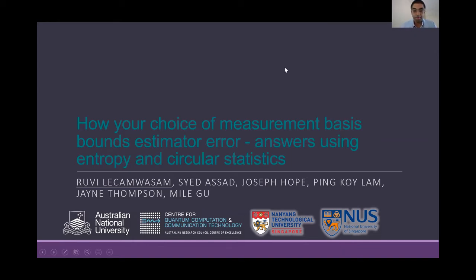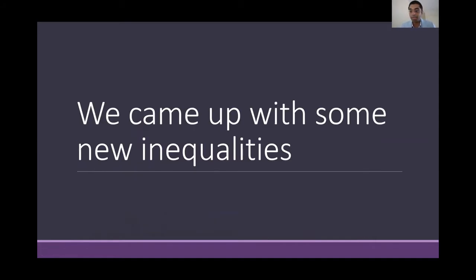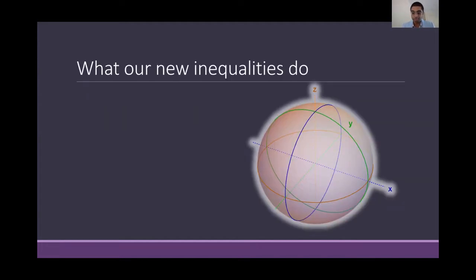So a bit more briefly. Hi everyone, I'm Ruvi. I'm a PhD student in Pinkoy Lam's group at the ANU, supervised by Pinkoy and Joe. This is some work that was done in collaboration between the ANU and Singapore. The title's a bit of a mouthful, but in short, what we did was come up with some new inequalities in information theory. But what do these inequalities do?